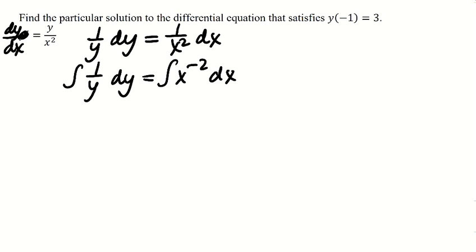What's an antiderivative for 1 over y? Log of absolute value y, yes, equals negative x to the negative 1. Because if I took the derivative of that, the negative 1 would come down, kill off the negative, so yeah, positive x to the negative 2. Don't forget the plus c.